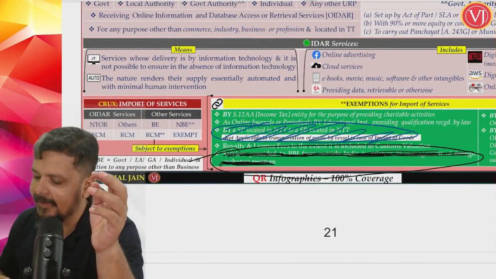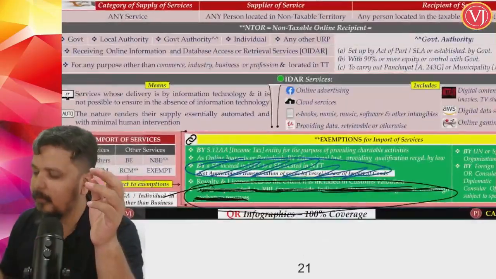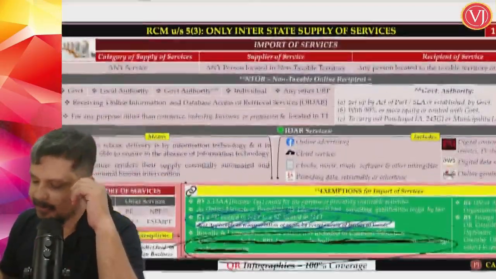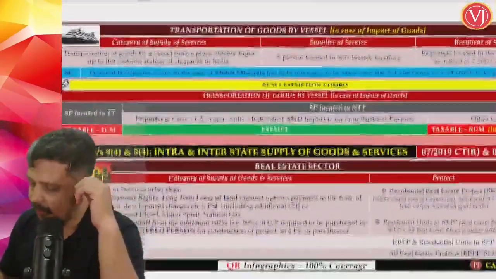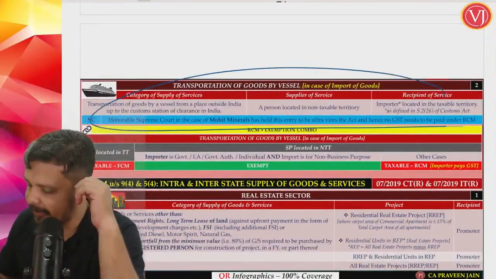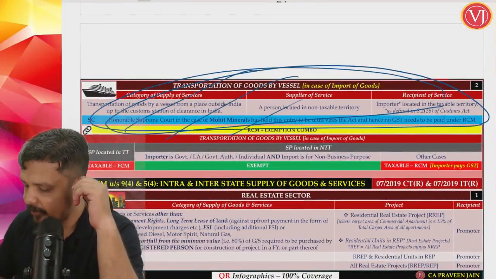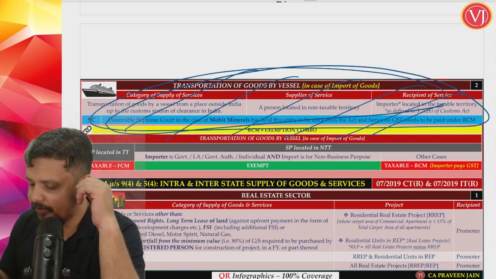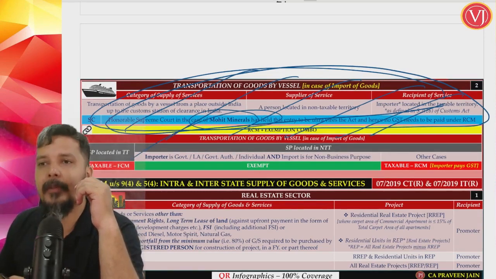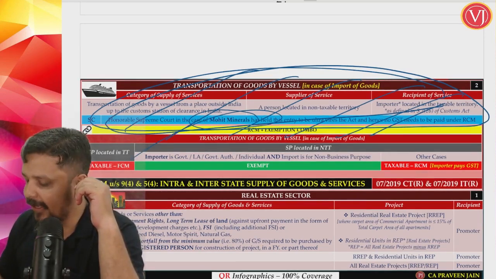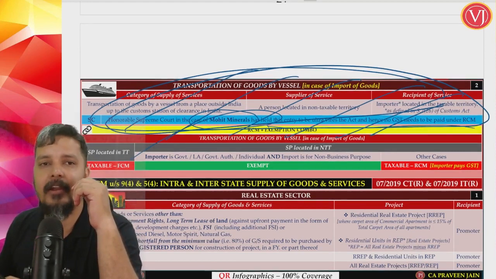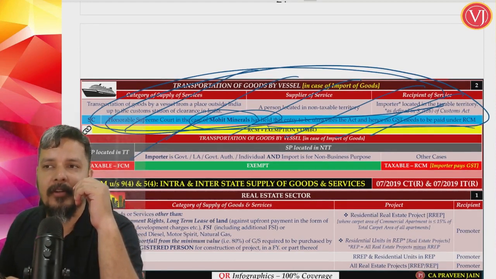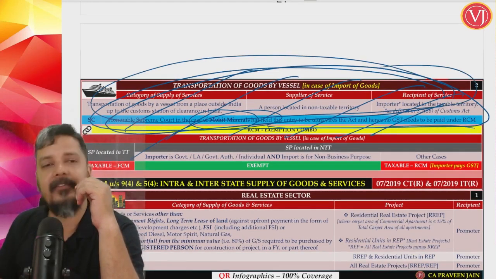That third category as of now is not relevant. Why? The third category is given separately on the next page. On the next page, you will find a note. The Supreme Court in the case of Mohit Minerals has said that this entry is not valid, therefore no GST. You'll find that on the next page.